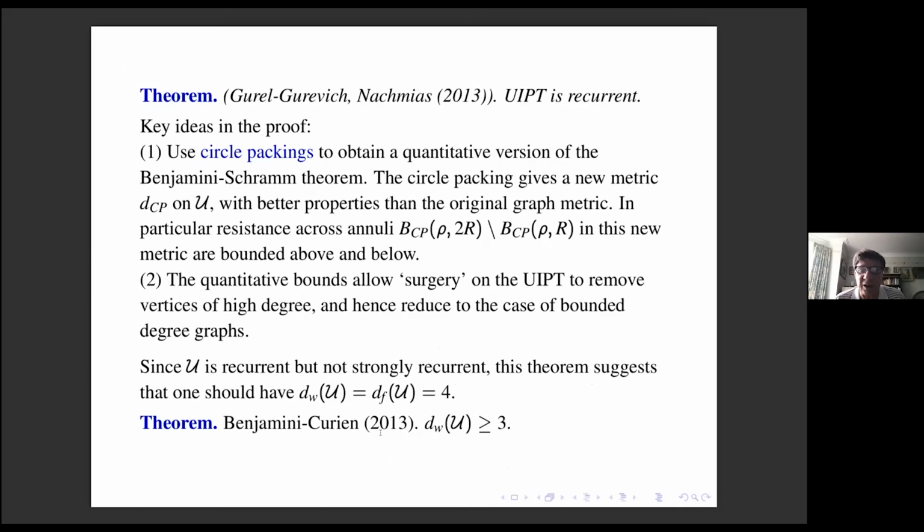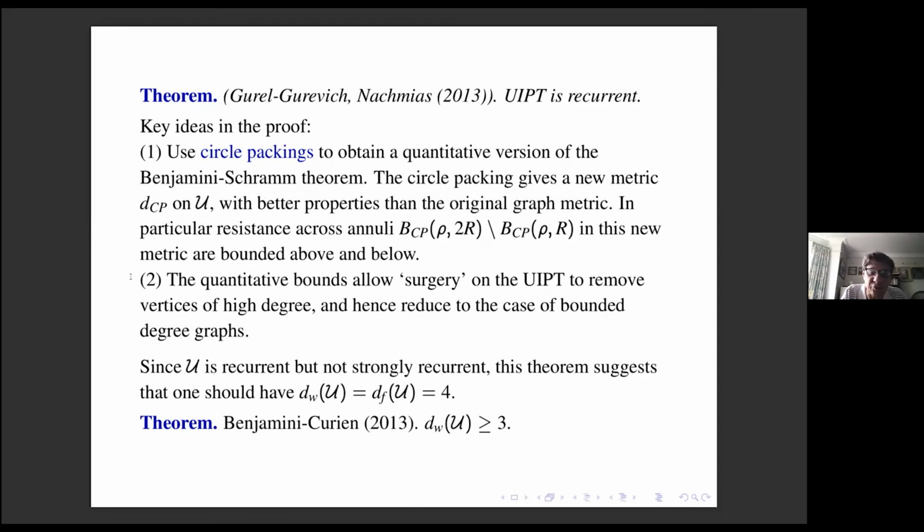Ori Gurel-Gurevich and Asaf Nachmias in 2013 proved that the UIPT is recurrent. And I'm going to be in my final minute or two, so I have to go a little faster here. Some key ideas in their proof: they used circle packings to obtain a quantitative version of the Benjamini-Schramm theorem. The interesting thing is that we start off with a natural graph, but actually it turns out to be a graph in a new metric. In this case, they use the circle packing metric. And it's got better properties in some ways than the original graph metric. In particular, they were able to get estimates on the resistance across annuli in this new metric.